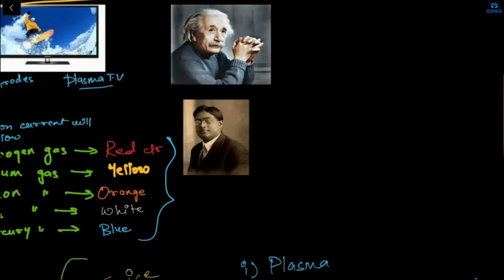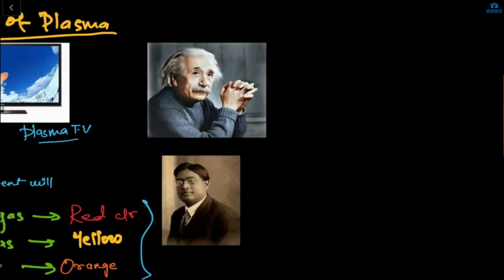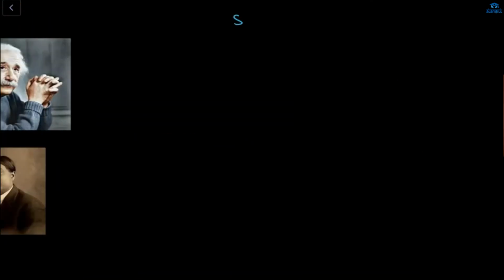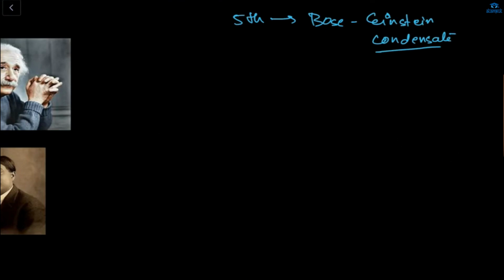It's 55 now. 5 more minutes. Now let's talk about the fifth state of matter. There are three states of matter, as we already know: the solid one, the liquid one, and the gaseous one. And what's the fourth state of matter? Plasma. And what's the fifth? Bose-Einstein condensate. Okay, the fifth state of matter is Bose-Einstein condensate.